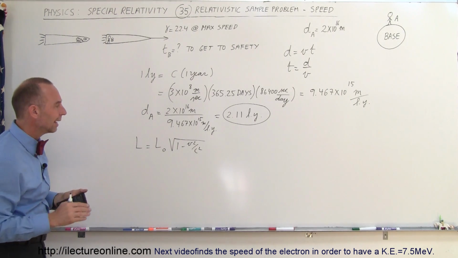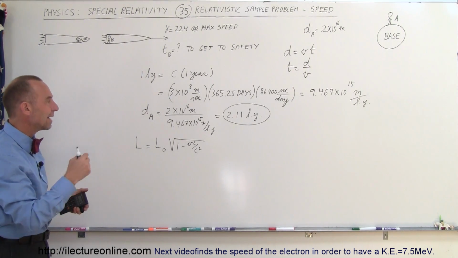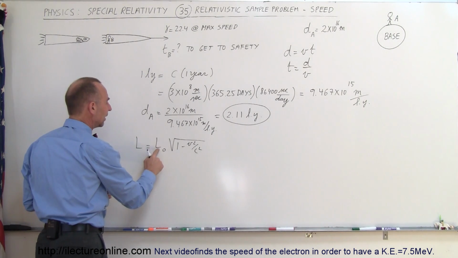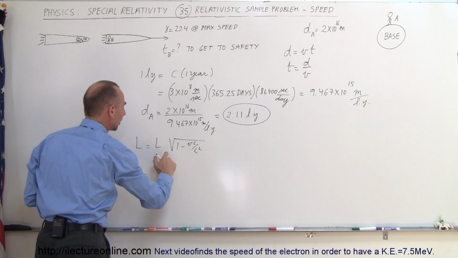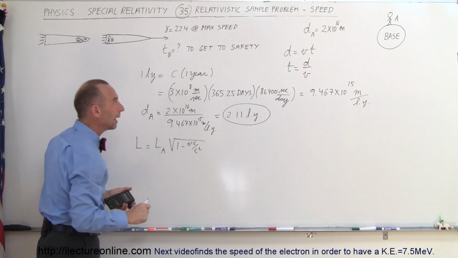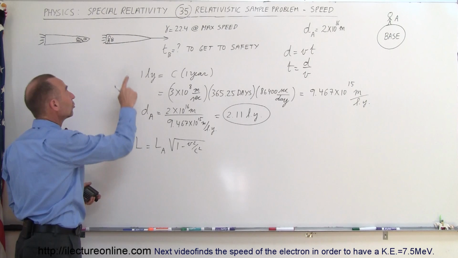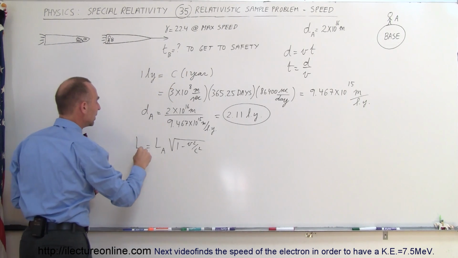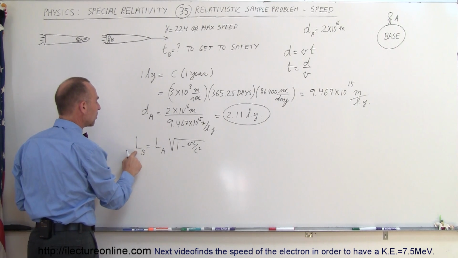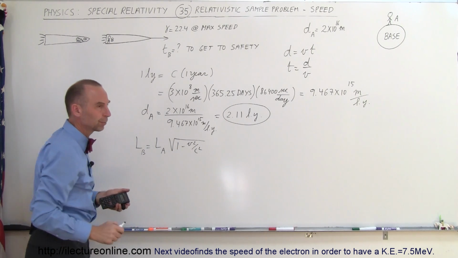So let's try to do that in terms of A and B. L sub naught is the length as seen by someone at rest, that would be as seen by someone at A, so this would be L sub A. And L is seen by a person who's moving in reference to that distance, and so that would be L sub B. And L sub B will be much smaller than L sub A by this factor.